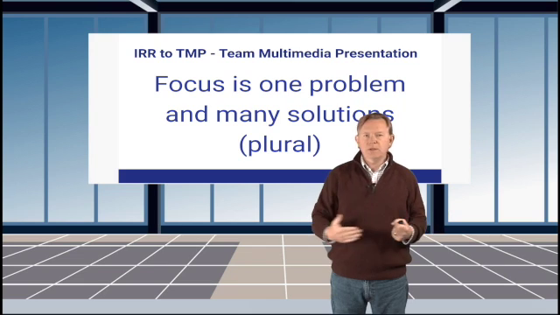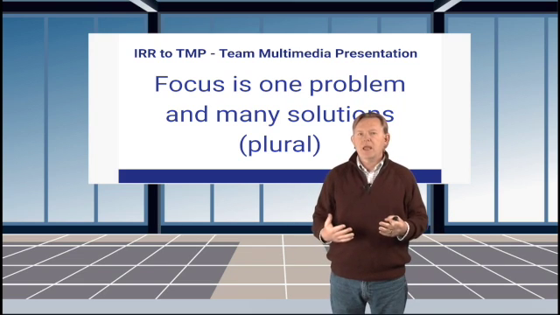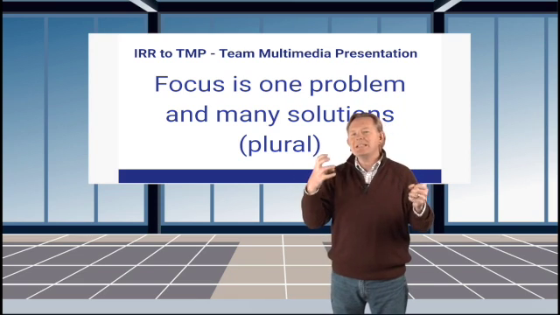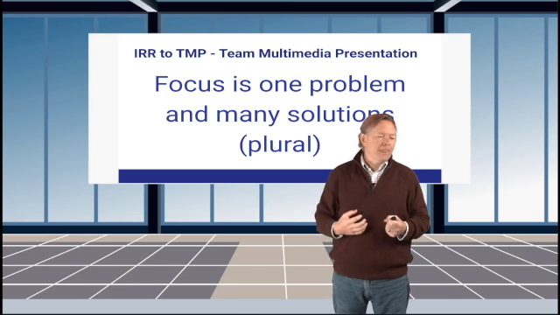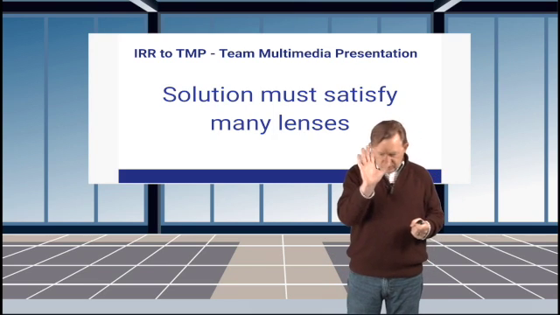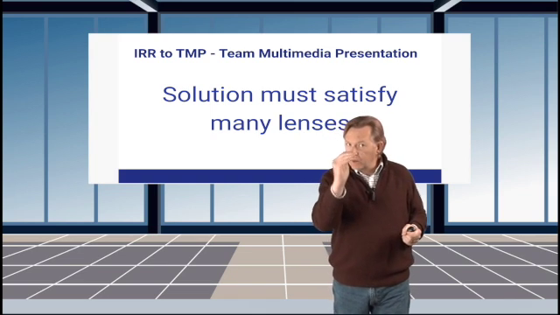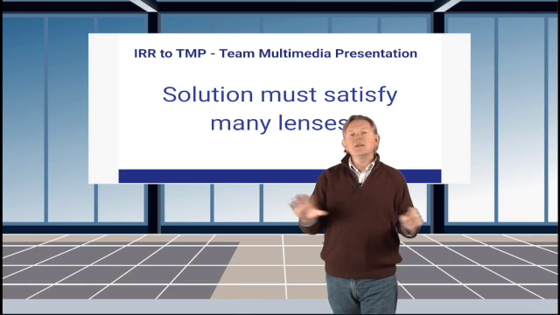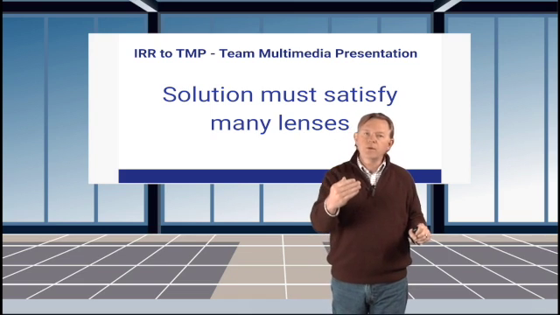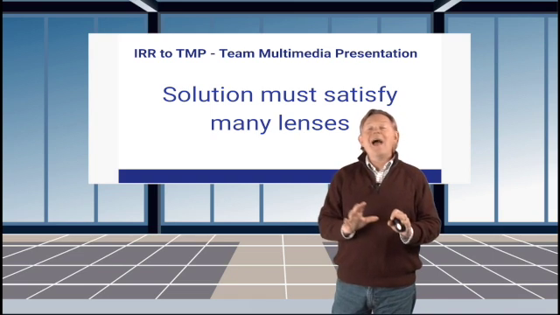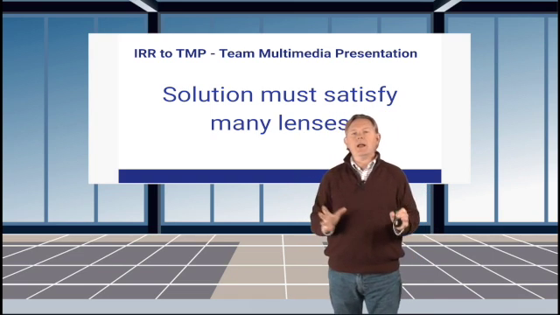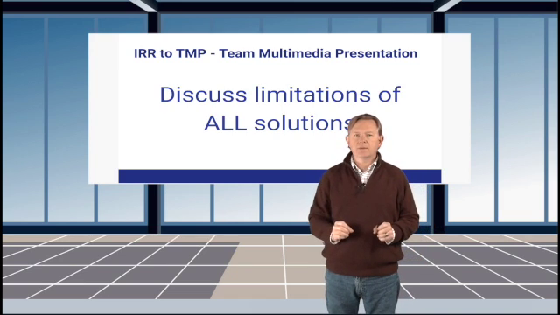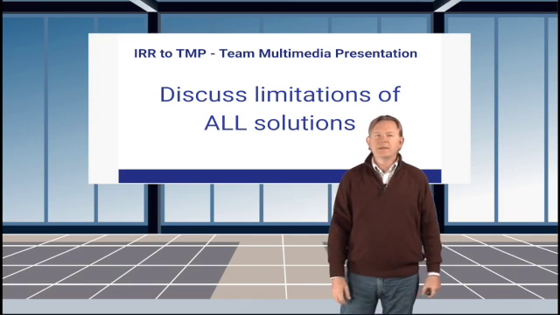How do those different solutions help one area, hurt others? And then try to arrive at a solution that does the best job of accommodating as many different lenses as possible. Now, and you should write this down as well. So your solution has to try to address many lenses. But there is no such thing in these presentations as the perfect solution. So whatever solution your group eventually recommends, you will also have to discuss the limitations of that solution. I hope that makes some sense.